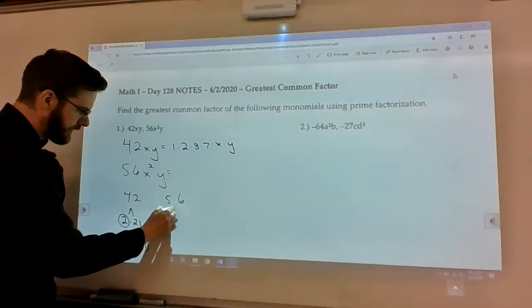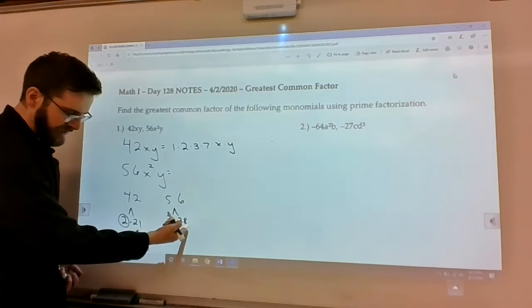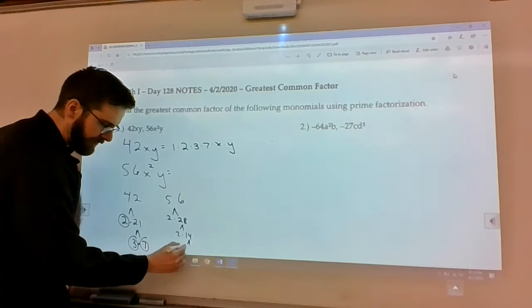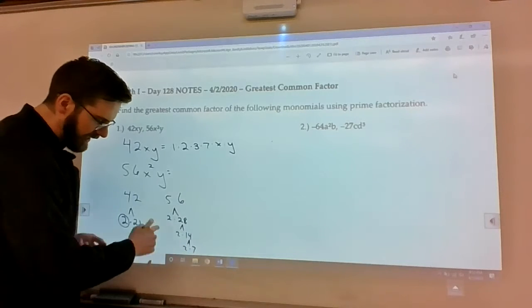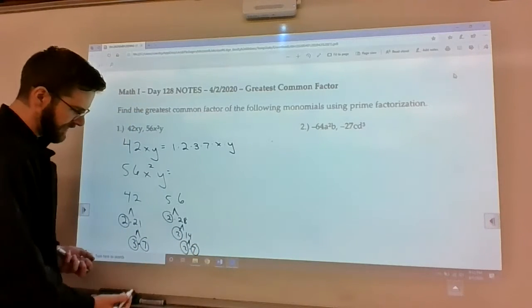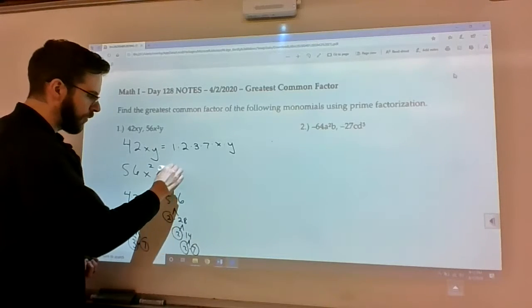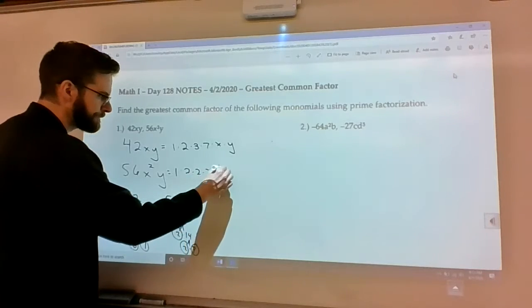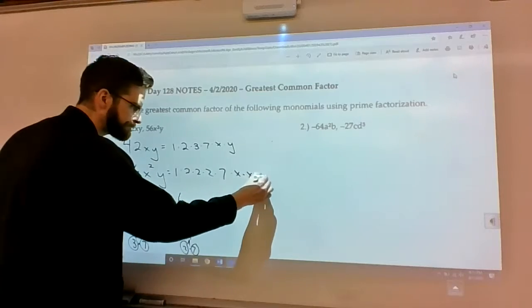Second part, 56, half of that is 28. Since it's even, we can take half of that, 14. Since it's even, we can take half of that, which is 7. Once you remain with a prime number, you're done in the right-hand column. So 2 times 2 times 2 times 7 with the 1 at the front. So 1 times 3 2's and a 7 with 2 x's and a y.